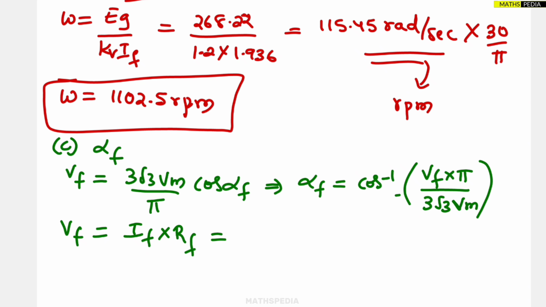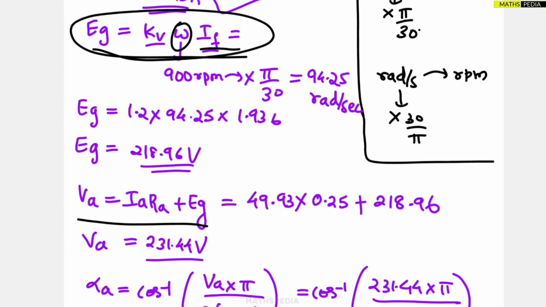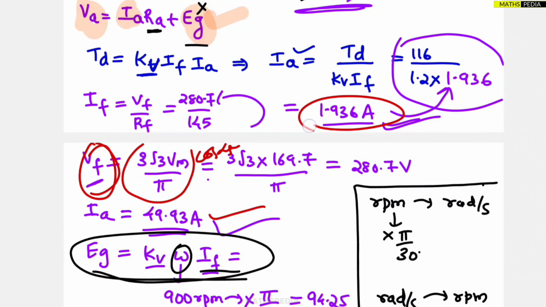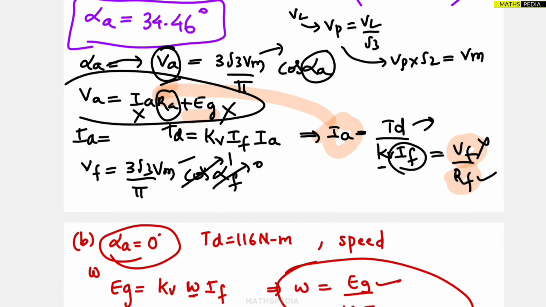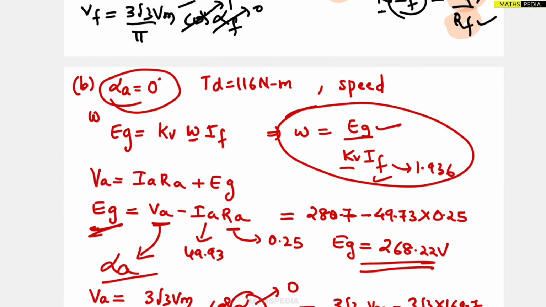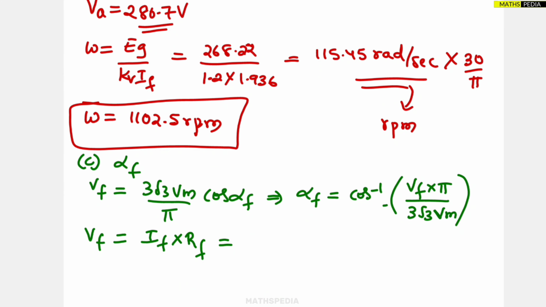Like we found out IF, same formula. So what is IF then? Will IF be the same? That is the question. We have considered 1.936. Here also, what have we considered for solving the B part? IF is 1.936. Whether it will remain the same or not here? No, it will not remain the same. See what is given in the question. They have said that the speed also has been increased to 1800 RPM.